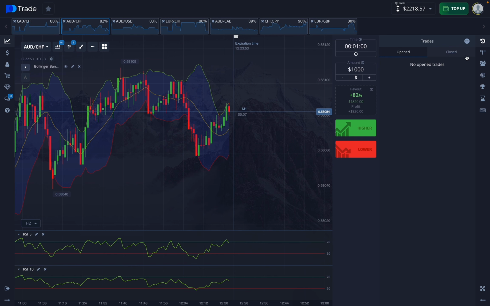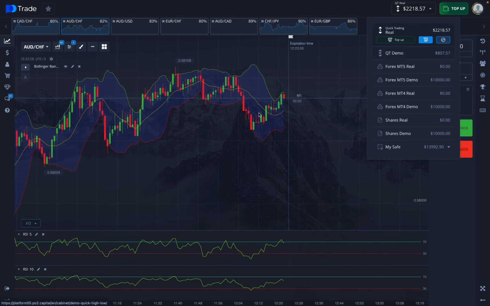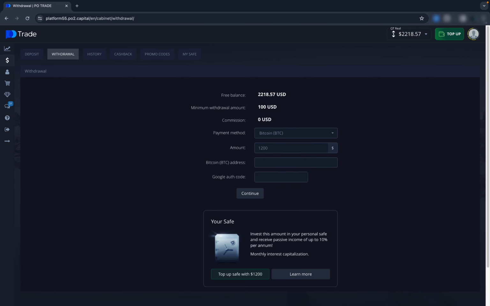Not a bad profit for today. Let's record it and move on to the conclusion. Let's select 1,200. Our operation is successful. This is such an interesting trade we have had today.